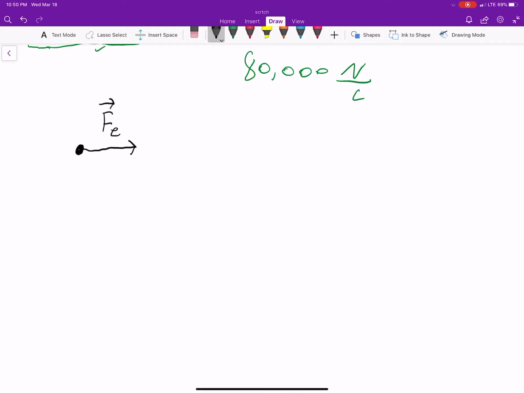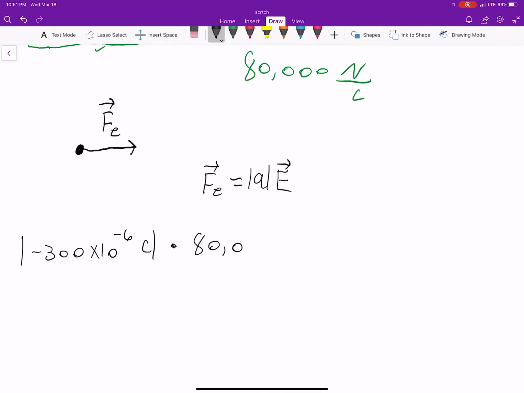Okay, so the force exerted by the E field onto the charge is the absolute value of the charge times your E field. So the absolute value of our charge is minus 300 times 10 to the negative 6 coulombs times 80,000 newtons per coulomb. So I'm just going to make this positive real quick.